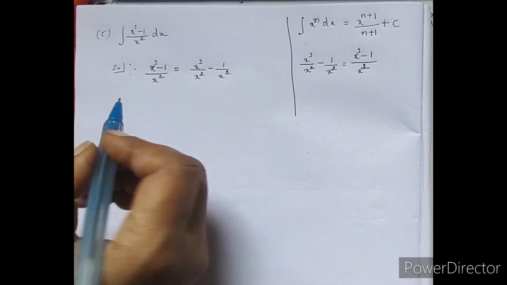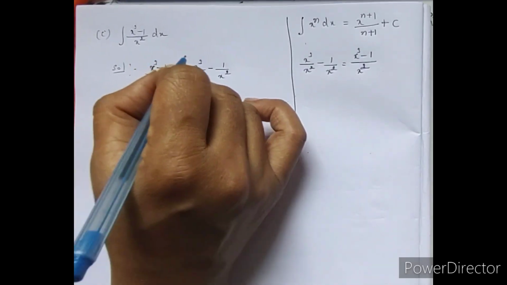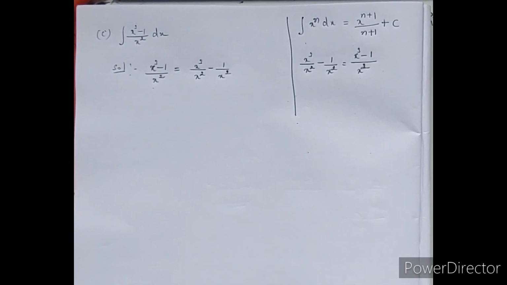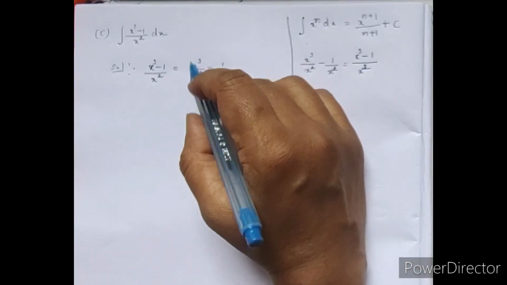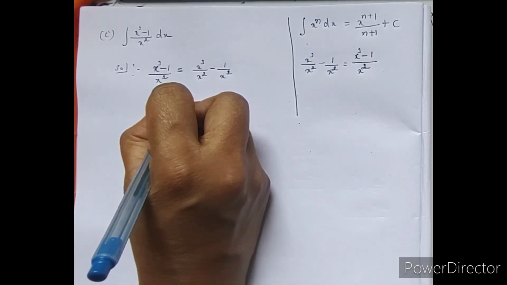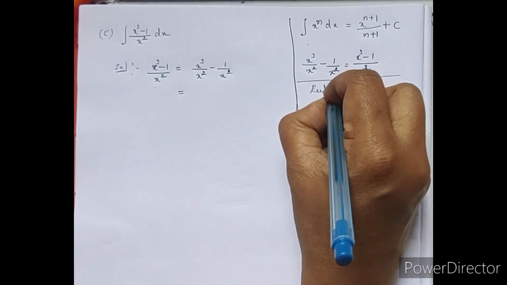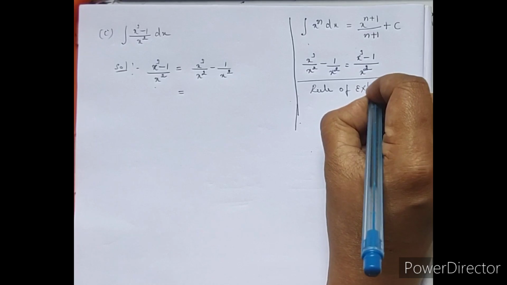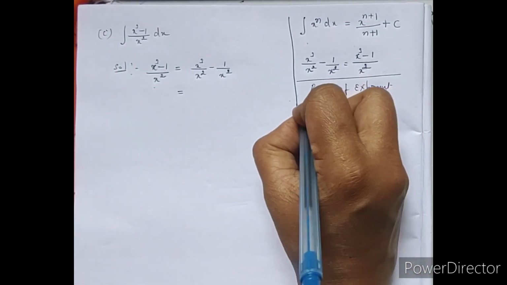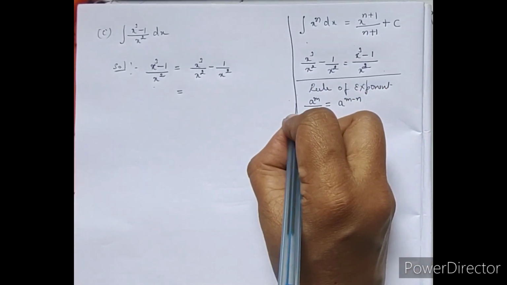So this term x cube minus 1 divided by x square can be written as x cube divided by x square minus 1 divided by x square. But again, to apply the formula we need x raised to the power of n. So we can further simplify it. We have this rule of exponent. What is that rule of exponent? a to the power of m divided by a to the power of n is equal to a to the power of m minus n.